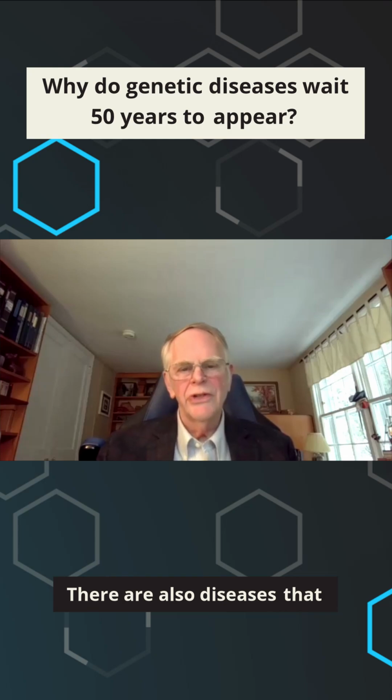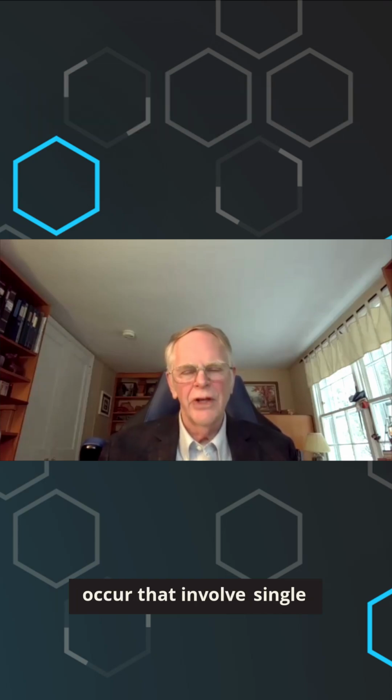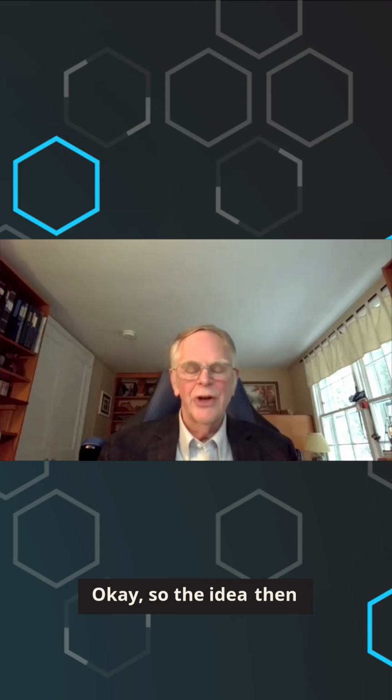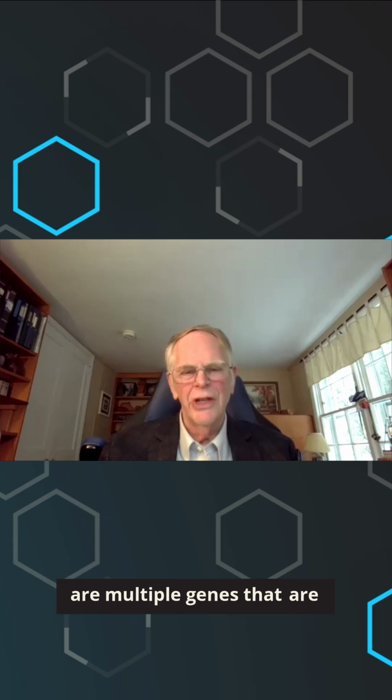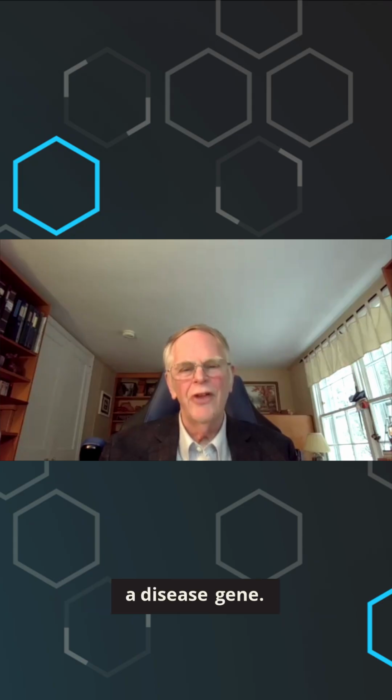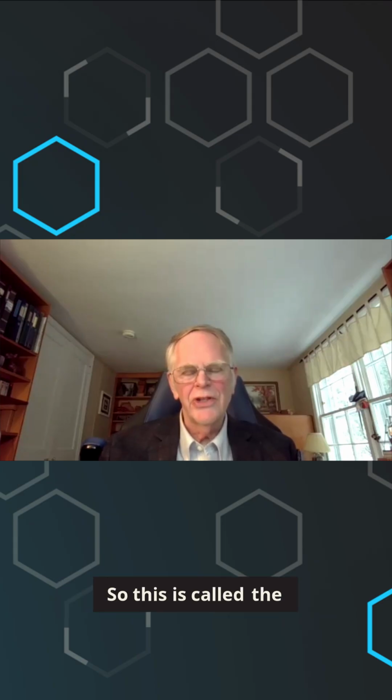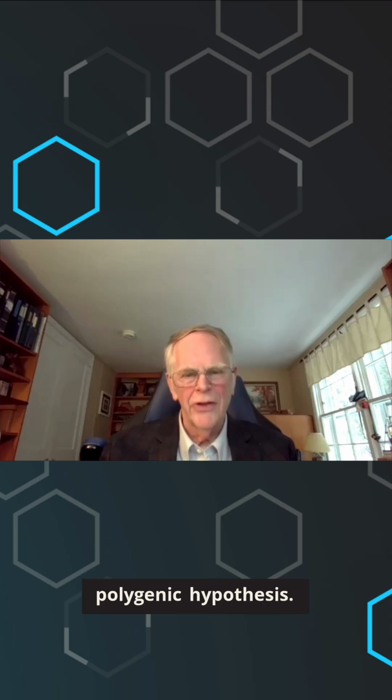There are also diseases that involve single genes, like Huntington's disease, that occur much later in life. Now, why would a mutation in a Huntington's gene at birth wait until you're 50 or 60 to give you a phenotype? There's something missing there, which is some age-related function. So the idea then became, well, maybe there are multiple genes that are necessary to interact with a disease gene. This is called the polygenic hypothesis.